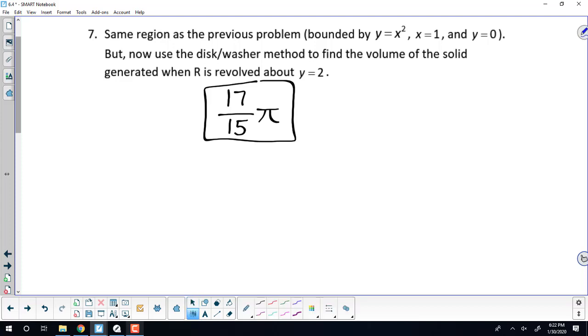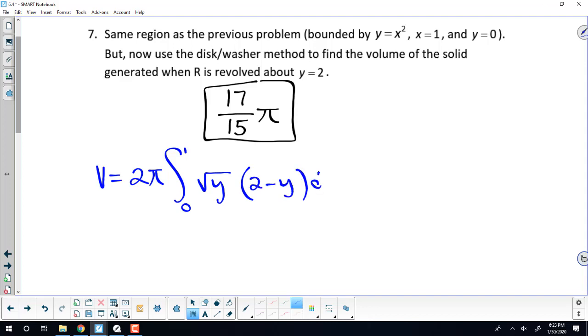Does anyone want to share what they have for the setup? Just the setup, not evaluating it. Volume is too high. From 0 to 1, square root of y? Yes. Okay. By 2 minus 1 dy. Yep. Do y'all agree? Does yours look different?